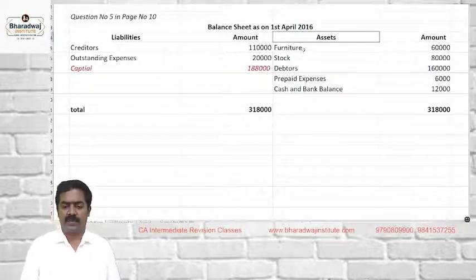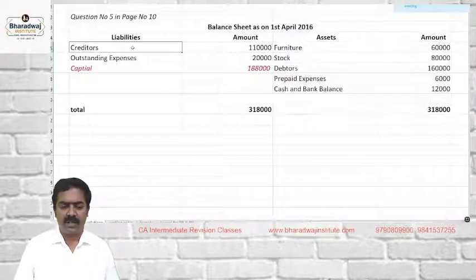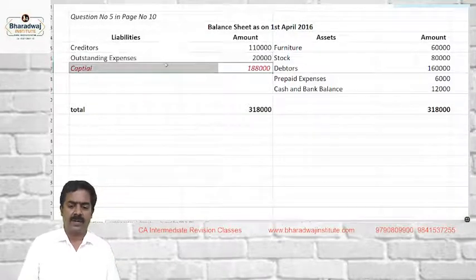Check your opening statement of affairs. Furniture, stock, debtors, prepaid expenses, cash and bank balance, minus creditors and outstanding expenses. We get capital at the beginning of the period.